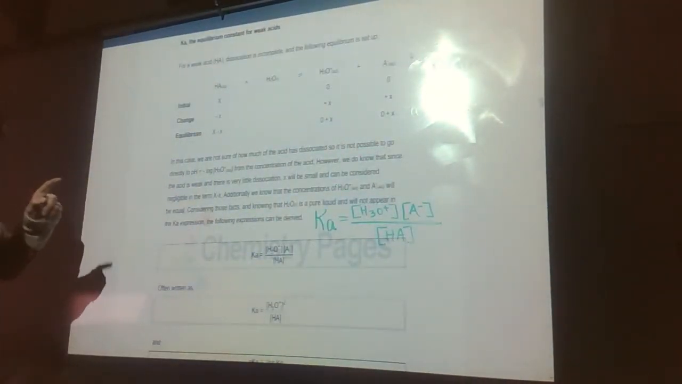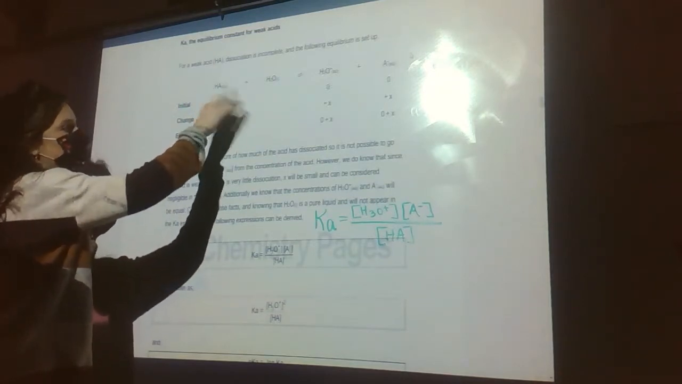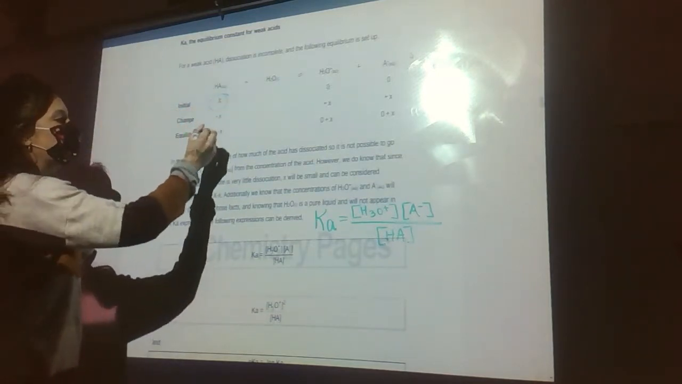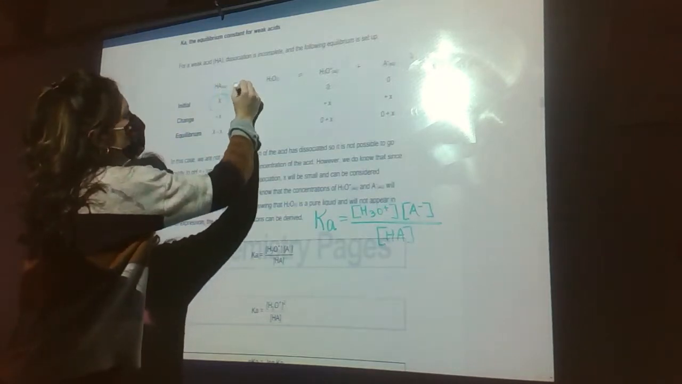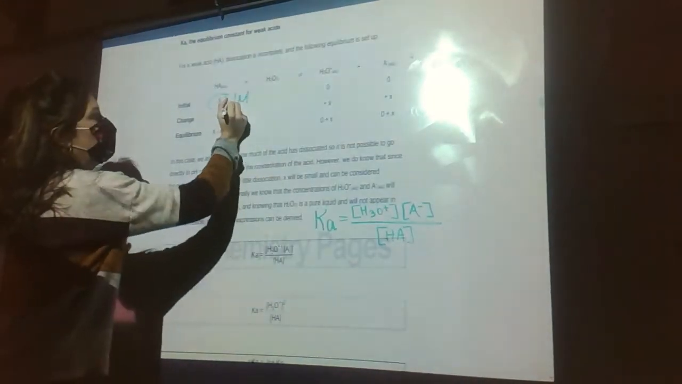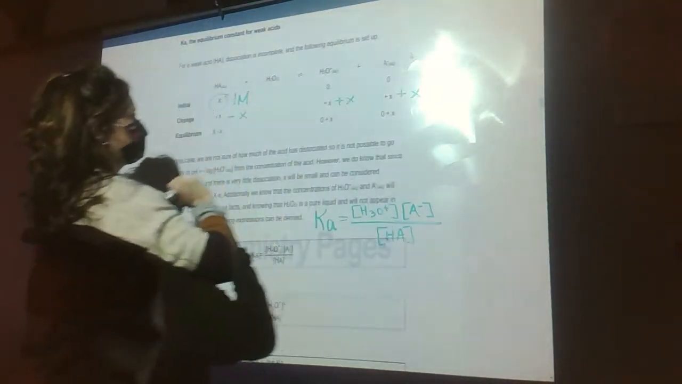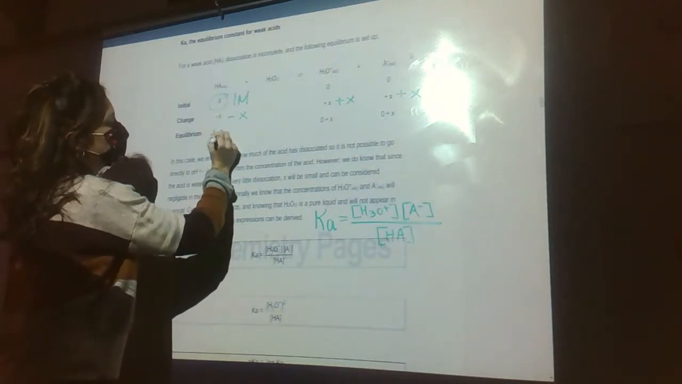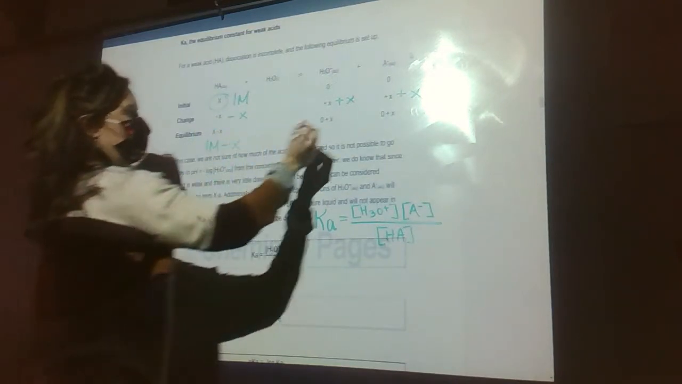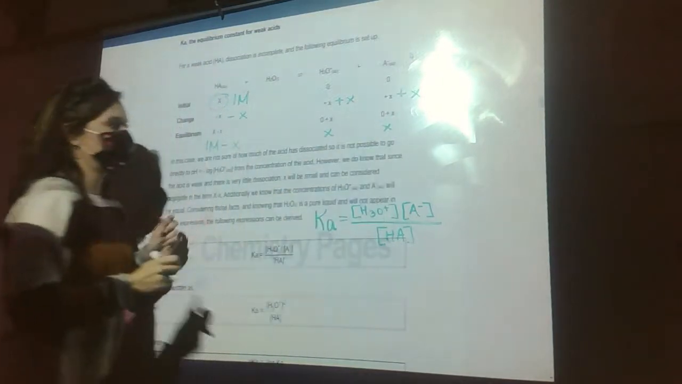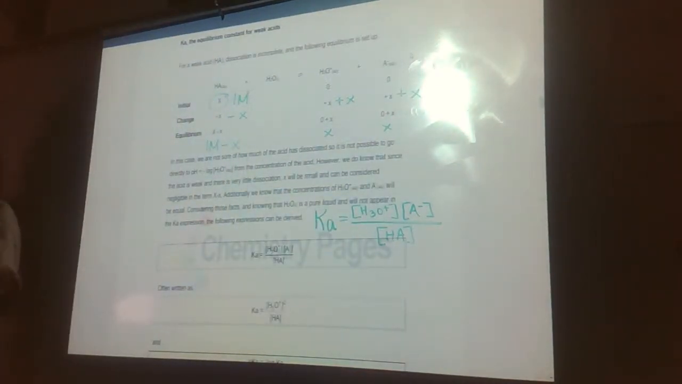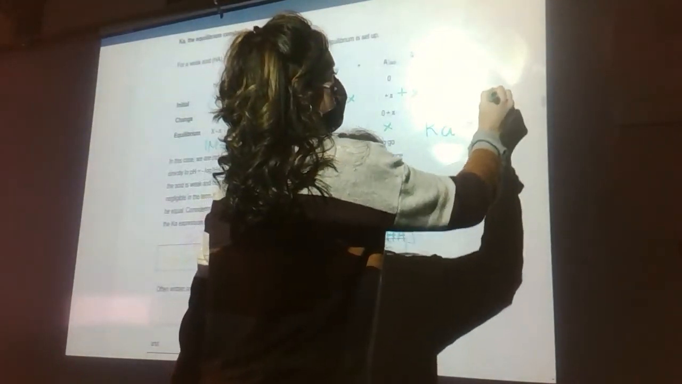And if you look at the ICE table, we have, say it's 1 molar, minus a little x. So I'm just going to fill in numbers here: 1 molar, 0, 0, minus x, plus x, plus x. And you wind up with 1 molar minus x, and then x and x. And if you did a Ka equation here, you would wind up with x squared over 1 molar minus x.